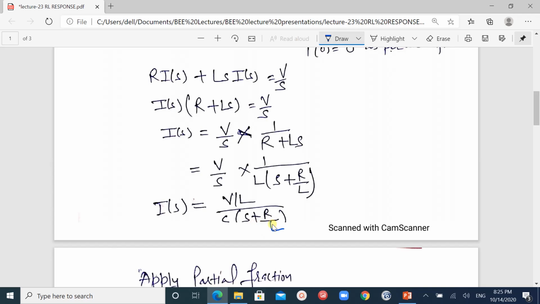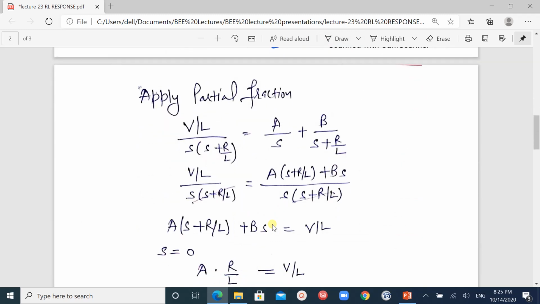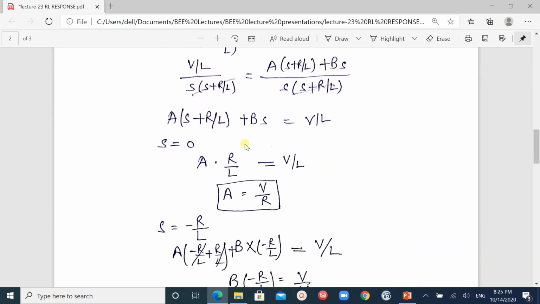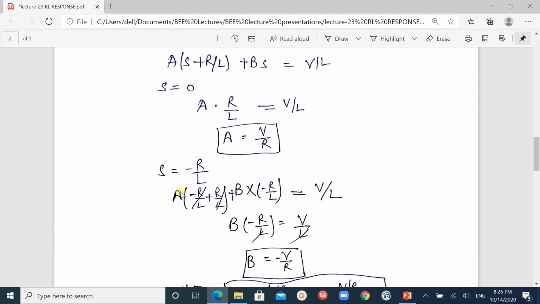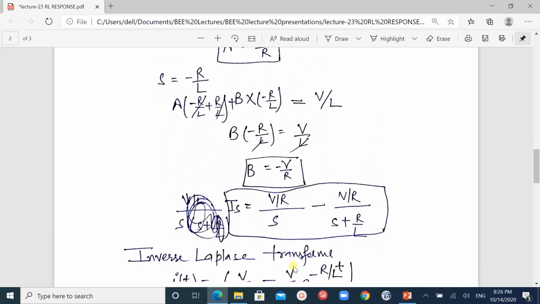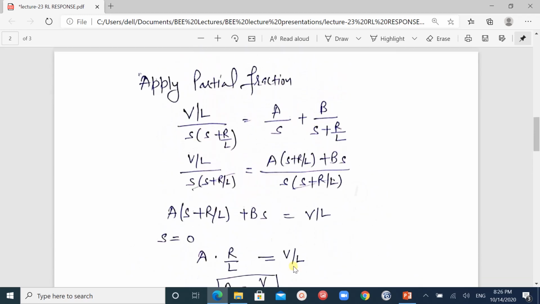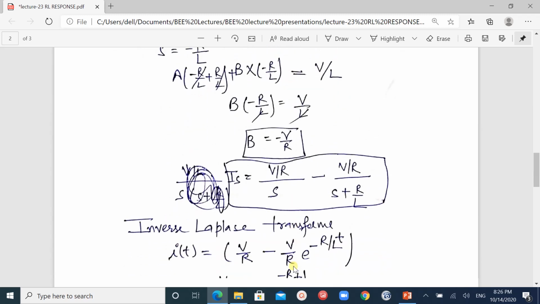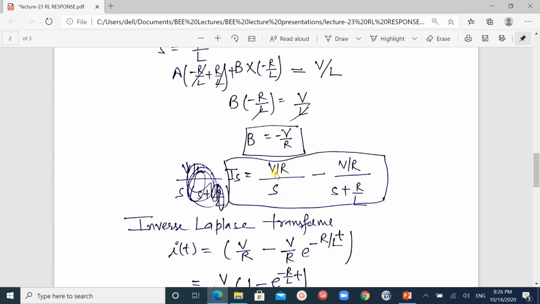So apply the partial fractions on this. It will become V by L upon s into s plus R by L is equal to A upon s plus B upon s plus R by L. We will find the partial fractions of this equation and find the values of A and B. When we put s is equal to 0, we get A is equal to V by R, and when we put s is equal to minus R by L, B is minus V by R. So put the values of A and B in this equation. It will become I(s) is equal to V by R upon s minus V by R upon s plus R by L.